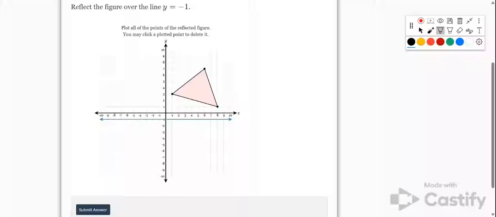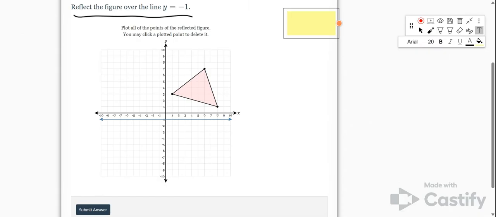Okay, in this example we are asked to reflect the figure, which is a triangle, over the line y equals -1. Now the line y equals -1 has been drawn for us. It's here in the blue, but just to jog your memory, if it's an x equals number line, that is vertical. If it is a y equals a number line, that's horizontal. So in this case, our line of reflection is y equals -1. We need to draw a line through -1 on the y-axis, and our line needs to be horizontal.